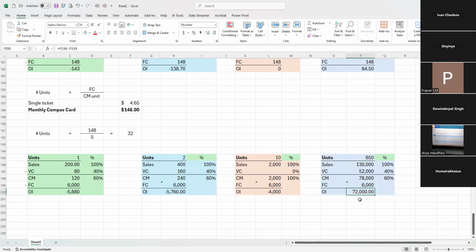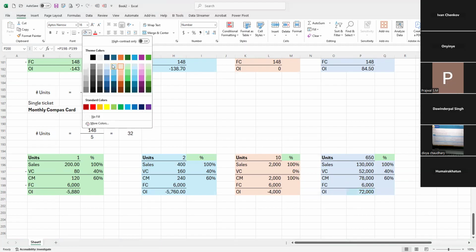If I'm selling 650 units, that's what's happened now. Okay, let's get this one here, and let's do the same color because I don't like this color. Make it the same.